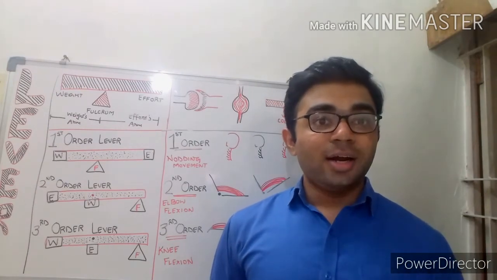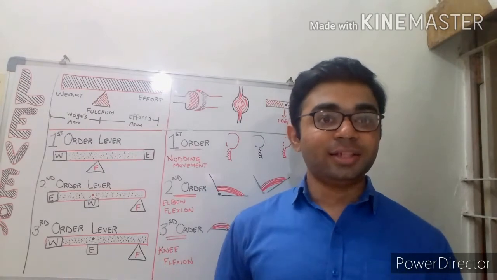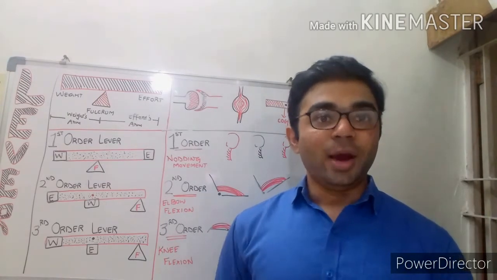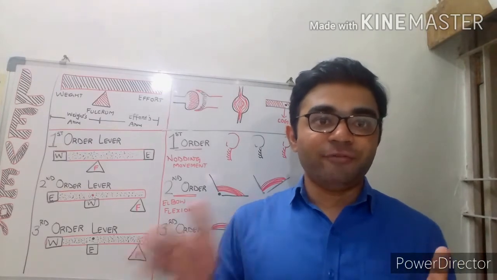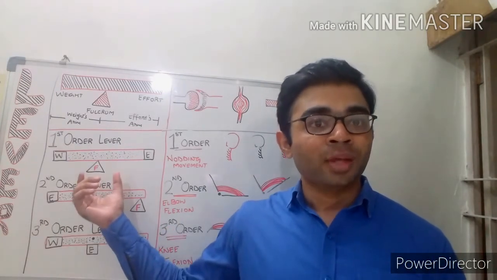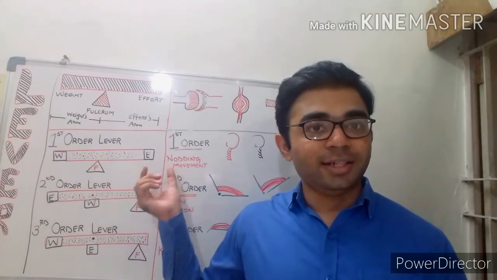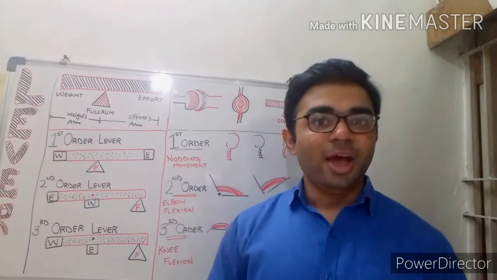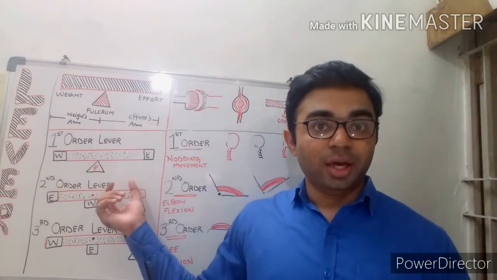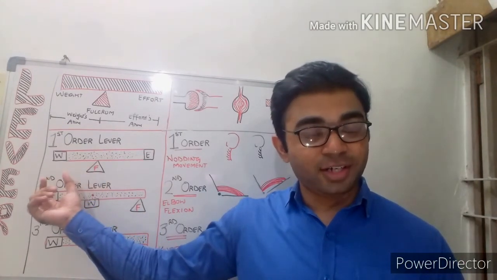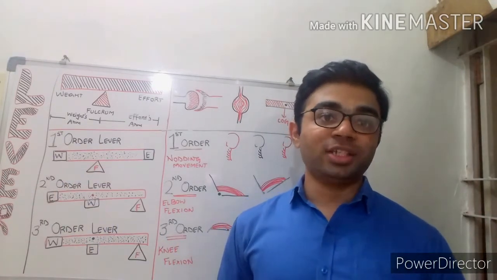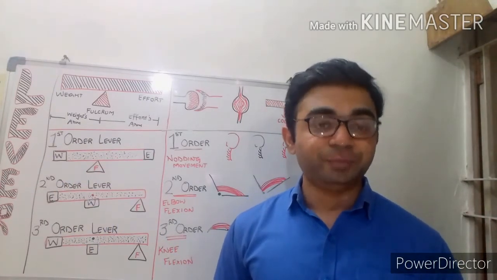Now, there are three orders or classes of levers. In the first order lever, the fulcrum lies in the middle and the weight and the effort lie on the ends of a rigid bar. As you can see in this diagram, the fulcrum is in the middle. On one end there is effort, on the other end there is weight. But the fulcrum may change its position. It may go towards the effort side or towards the weight side, but it doesn't change the class or the order of a lever.